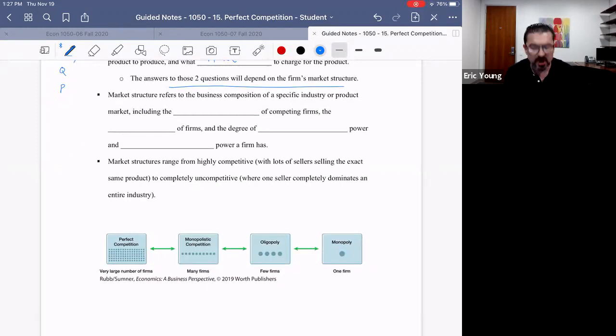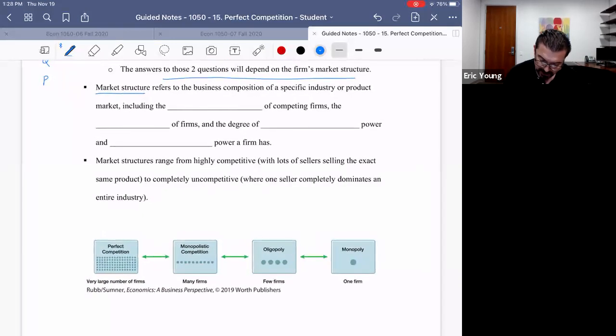So what is market structure, you ask? Well, when we talk about market structure, you can kind of see it as the environment that a company competes in, or the environment and the set of conditions that an industry consists of. Specifically, we're going to say by definition that market structure refers to the business composition of a specific industry or a specific product market. Okay, it's the business composition, it's the environment.